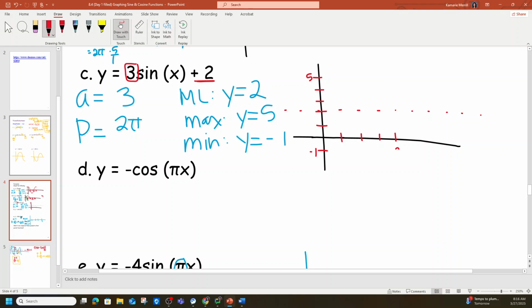Still just what? 2 pi, and it's just like the parent function. So we already have those ones memorized, right? We know it's pi halves, pi, 3 pi halves. And so if the period doesn't change, you just gotta copy your parent function, okay?